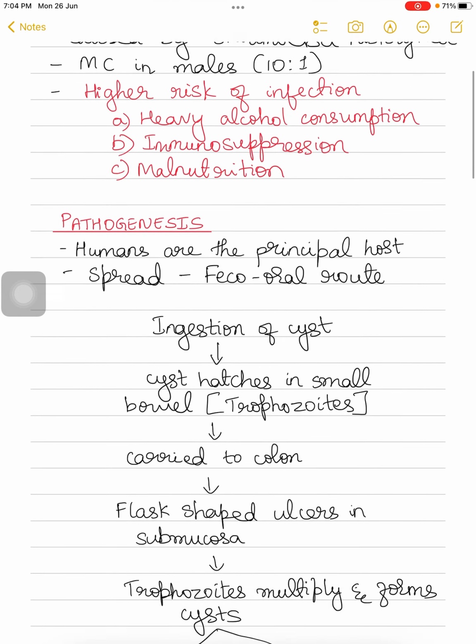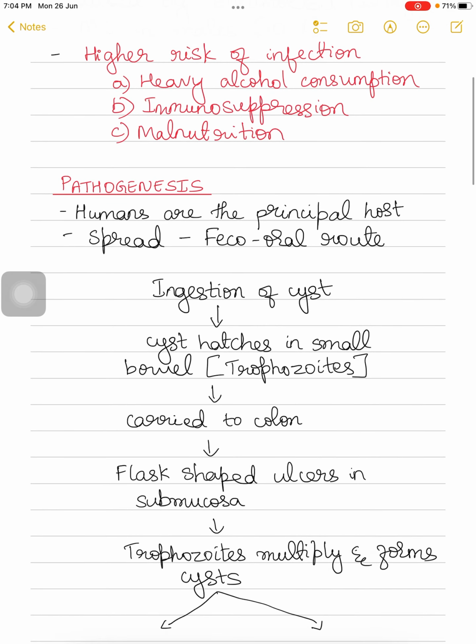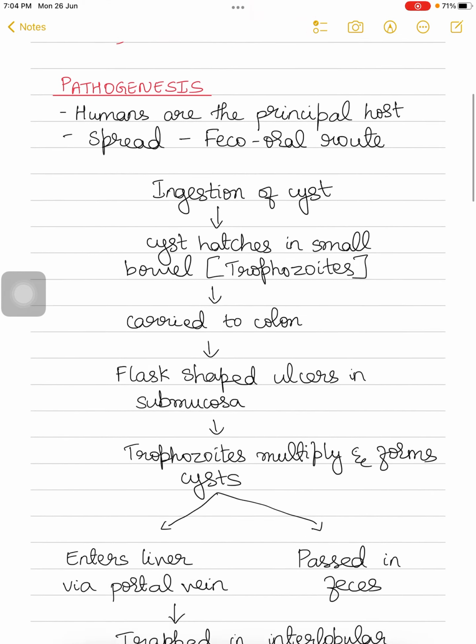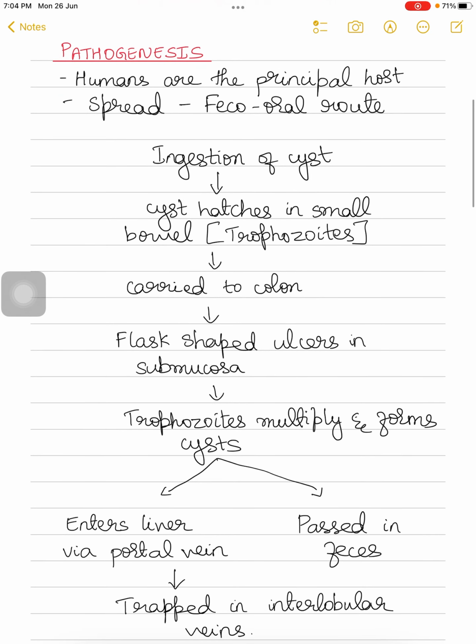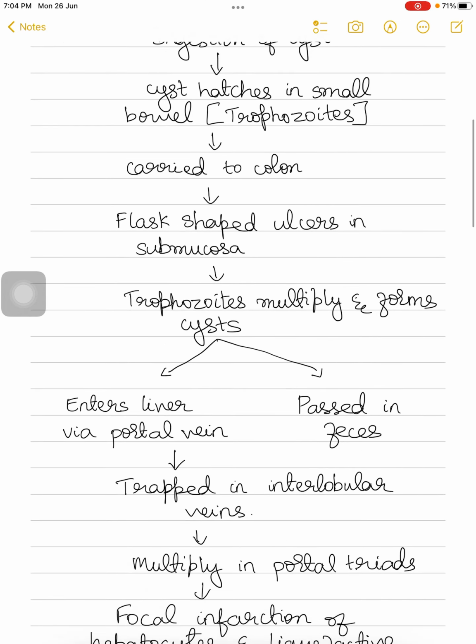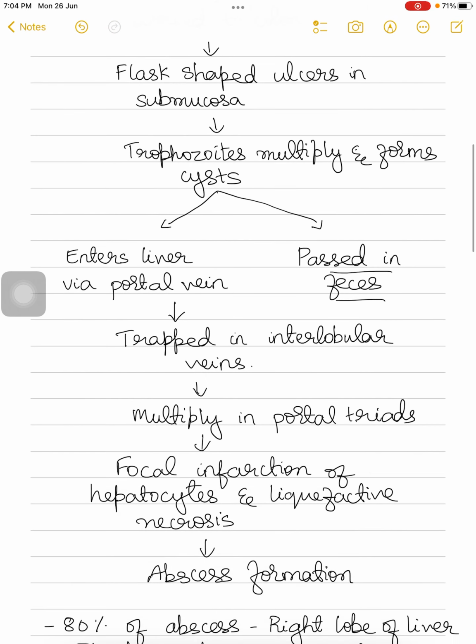Coming to the pathogenesis, humans are the principal host. The spread is via the fecal-oral route, that is followed by the ingestion of the cyst. The cyst hatches in the small bowel, releasing trophozoites, which are carried on to the colon, forming flask-shaped ulcers in the submucosa. The trophozoites multiply and form cysts, and these cysts are passed in the feces, and the trophozoites enter the liver via the portal vein.